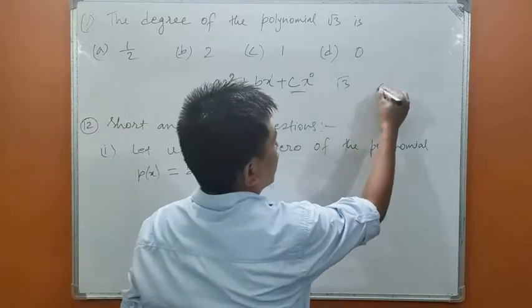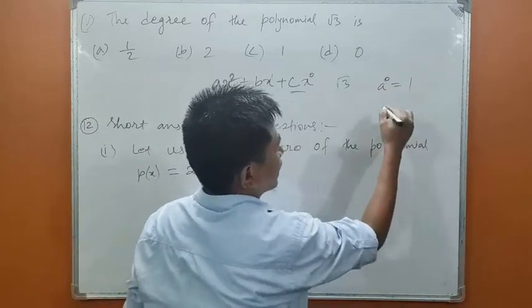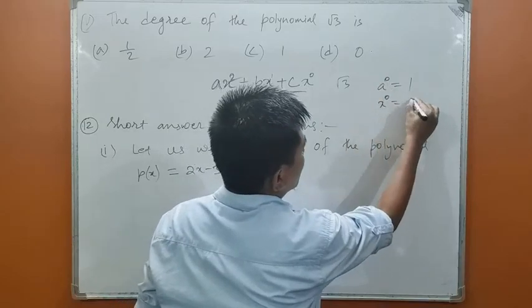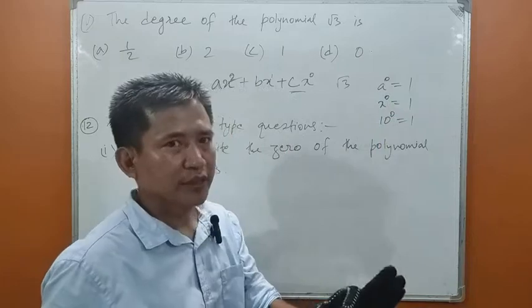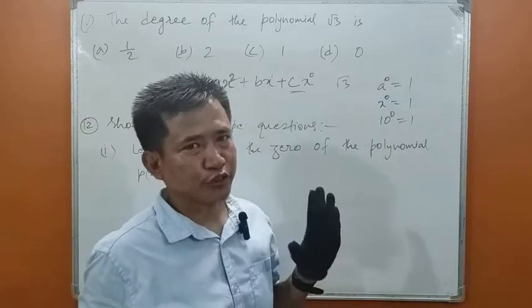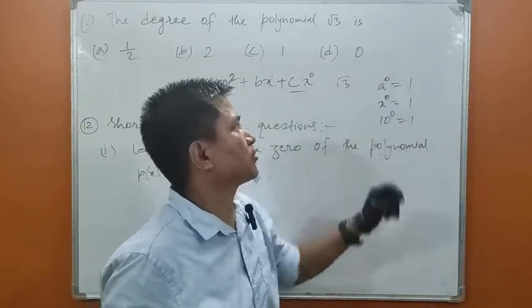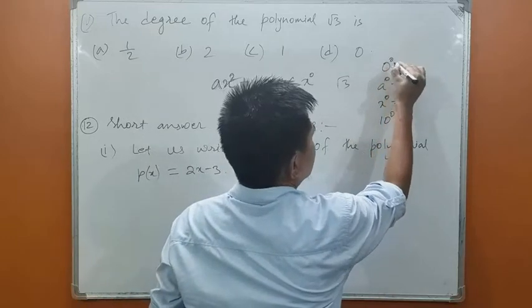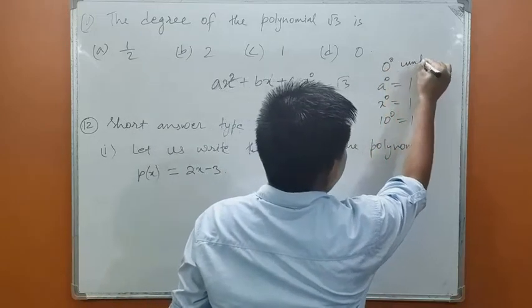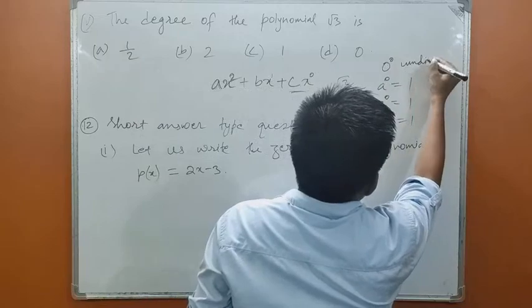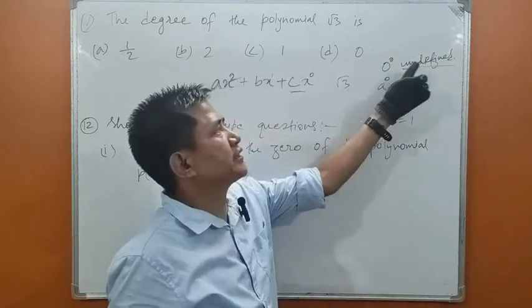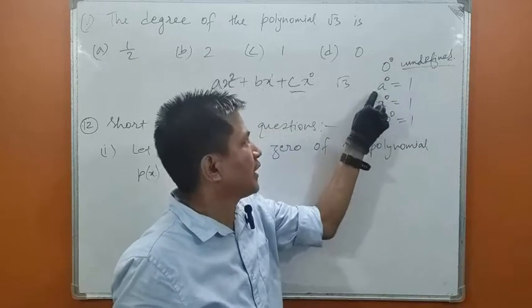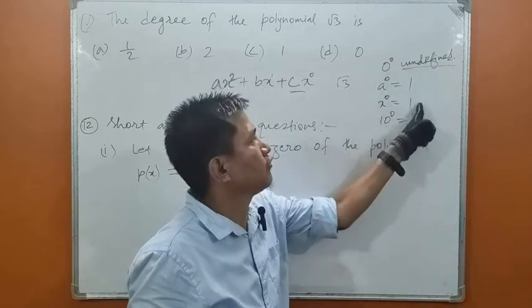If I write a to the power 0, it is 1. If I write x to the power 0, it is 1. If I write 10 to the power 0, it is 1. Anything to the power 0 other than 0 itself is 1. 0 to the power 0 is undefined. Keep this in mind. Other than this case, anything to the power 0 is always 1.